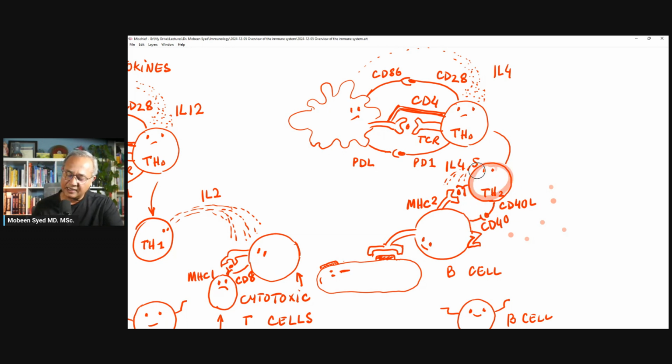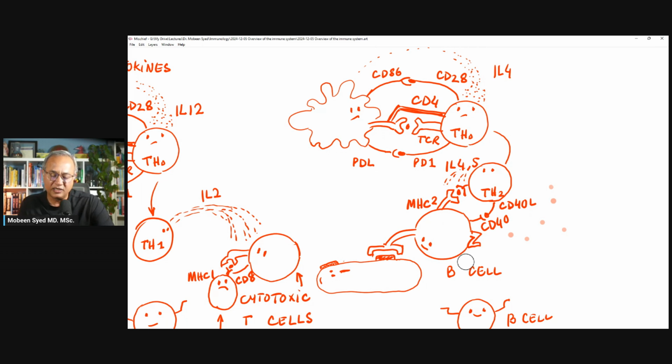So when the T helper 2 cell binds with it, and CD40 and CD40 ligand bind together as well, the costimulation, the synapse is forming, then the T helper 2 cell would also release certain interleukins like interleukin 13, interleukin 10, 4, and 5. Especially the 4 and 5 are responsible for this B cell to become activated.